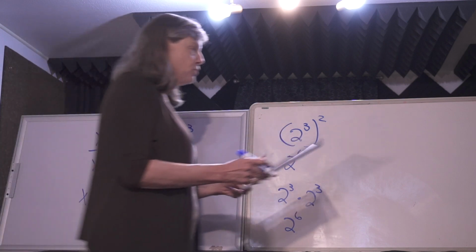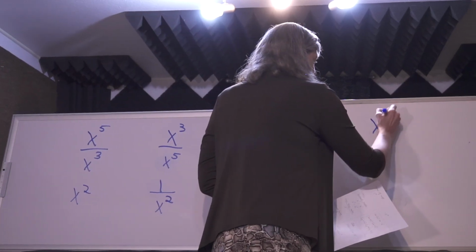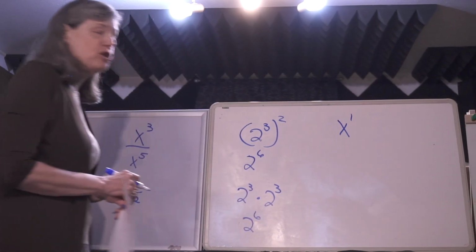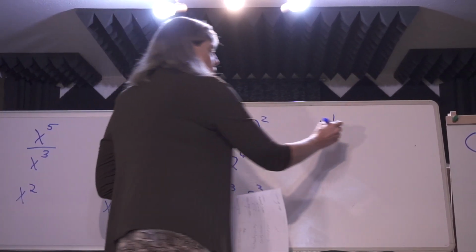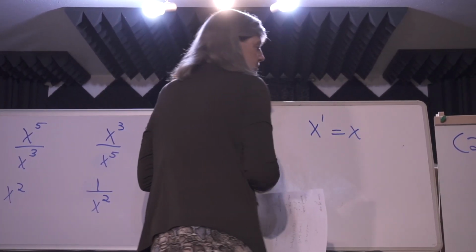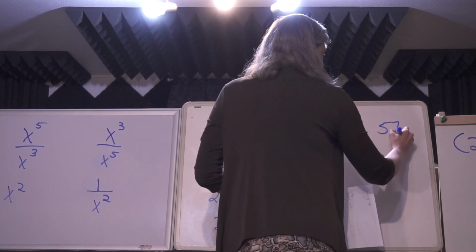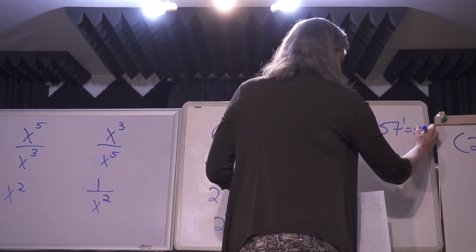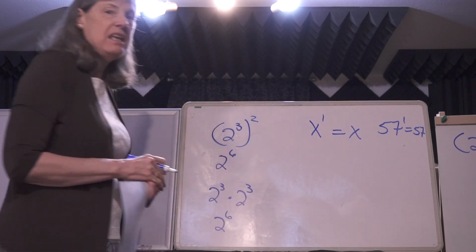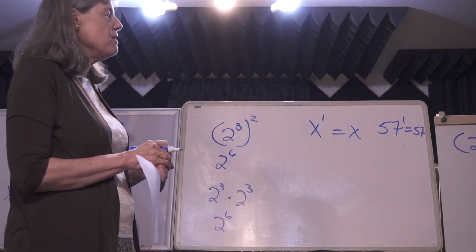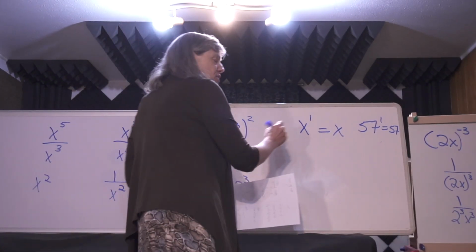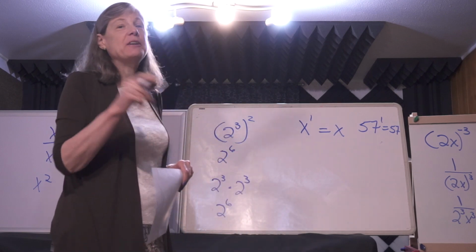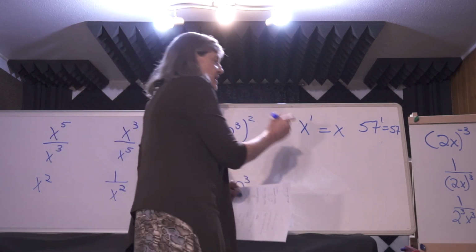Last thing for these rules, anything to the first power equals that anything. So I could have 57 to the first power. My answer is 57. Anything to the first power equals itself. I was looking at the 57.